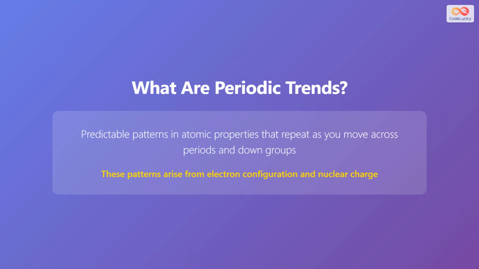Periodic trends are predictable patterns in atomic properties that repeat as you move across periods, which are the horizontal rows, and down groups, which are the vertical columns of the periodic table. These aren't random variations. They arise directly from two fundamental factors: the electron configuration of atoms and the nuclear charge, which is the number of protons in the nucleus. Understanding these trends gives us a powerful tool to predict chemical behavior across the entire table.